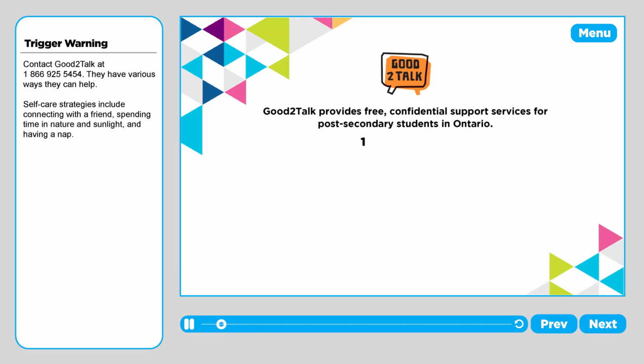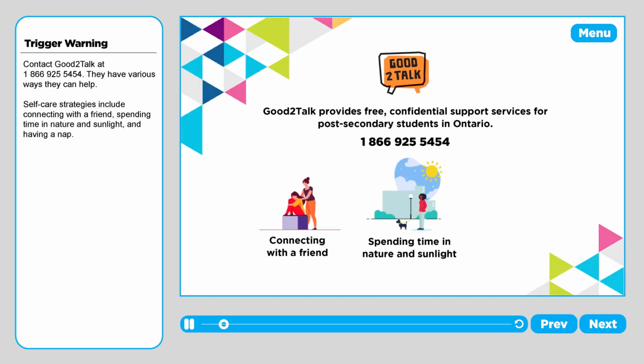Contact Good to Talk at 1-866-925-5454. They have various ways they can help. Self-care strategies include connecting with a friend, spending time in nature and sunlight, and having a nap.